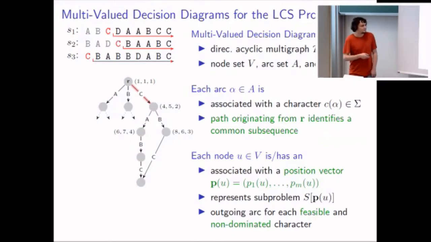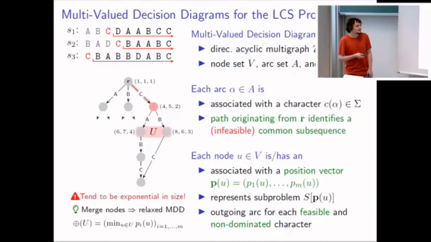Of course, if the decision diagram encodes precisely the set of feasible common subsequences, then we have an exact decision diagram. However, this problem is NP-hard, so exact decision diagrams will tend to grow exponentially in size. Therefore, we consider relaxed decision diagrams. This means that we select subsets of nodes and replace them by a merged node, redirecting all incoming and outgoing arcs to it. The position vector of such a merged node can be computed by taking the minimum of the corresponding position vectors.